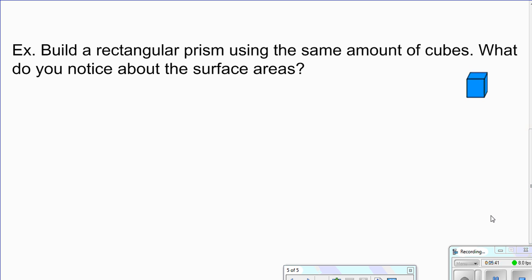So this is the end of video 4. If you are having any troubles at all with basic surface area, please see me. We'll take a step back and we'll do a little bit more practice on surface area before we move into composite shapes.